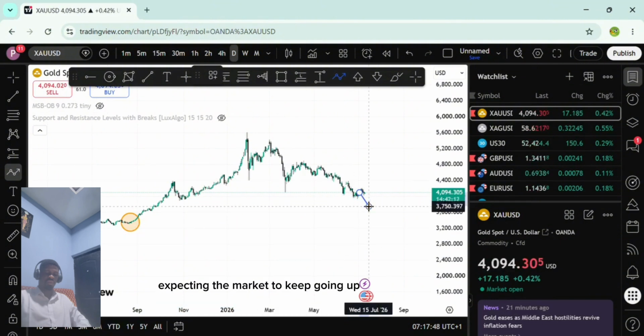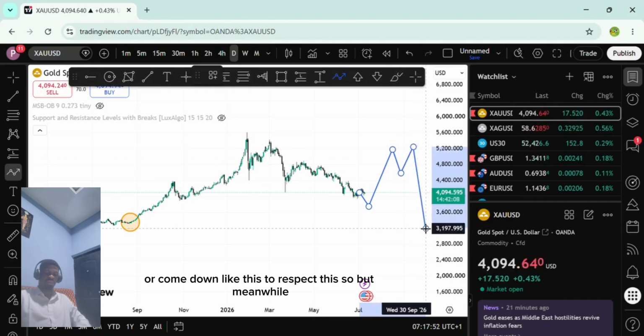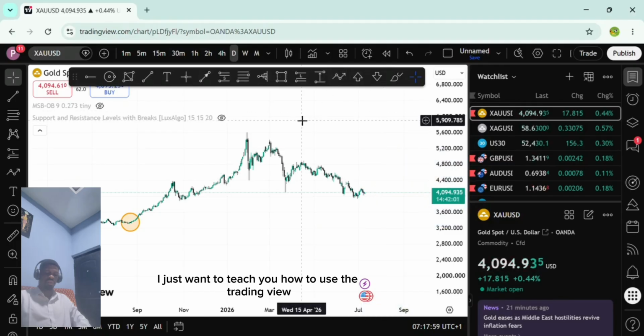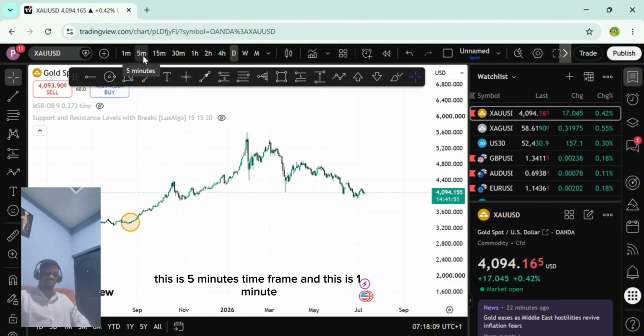So we are anticipating the market to keep going up, or maybe come down like this to respect this. But meanwhile, I just want to teach you how to use TradingView, nothing more, nothing less. So this is the 4 hours time frame, this is the 2 hours, this is the 1 hour, this is 30 minutes, this is 15 minutes, this is 5 minutes, and this is the 1 minute time frame.